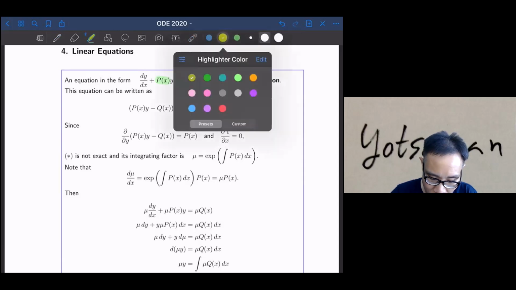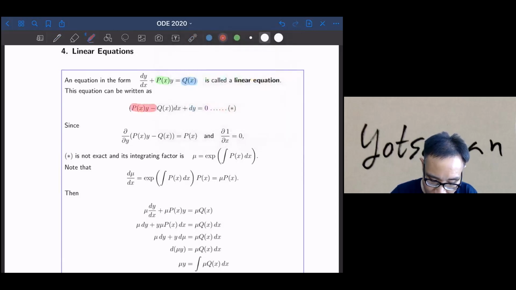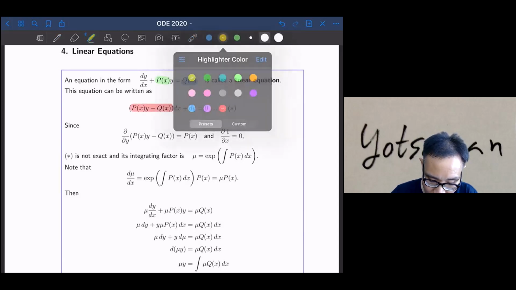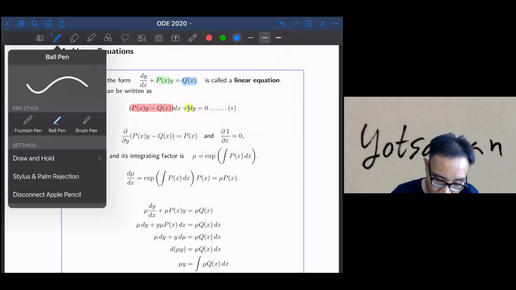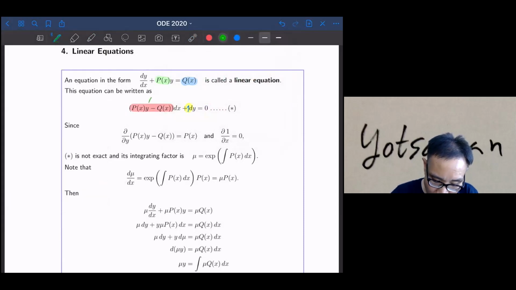Let me use the red color and the yellow one. The yellow one is going to be here, that is going to be 1 in front of dy. So that will be your M and N. This is going to be M and this is going to be N.